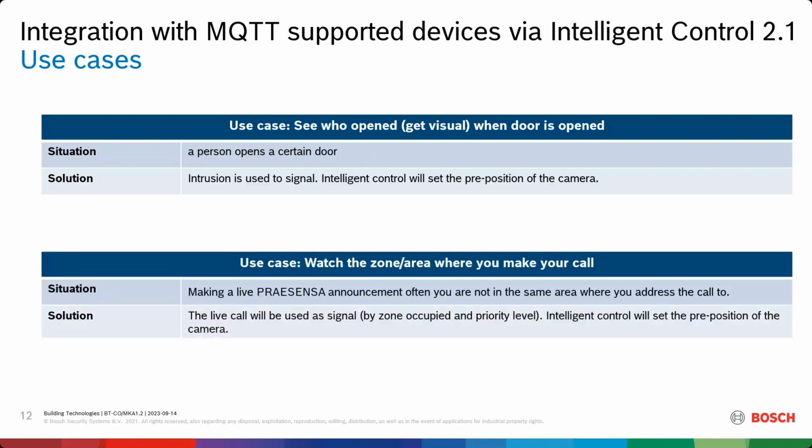Then watch a zone or area when you make a specific call. If you make a live announcement on PRAESENSA, you often are not in the same area as where you are addressing the call. So if the live call is being made and it's being played, then intelligent control could put the camera in a specific pre-position so that you can actually monitor if people are responding to the call that you are making. So also here again, it's always an input signal, a logical rule, and an output action.